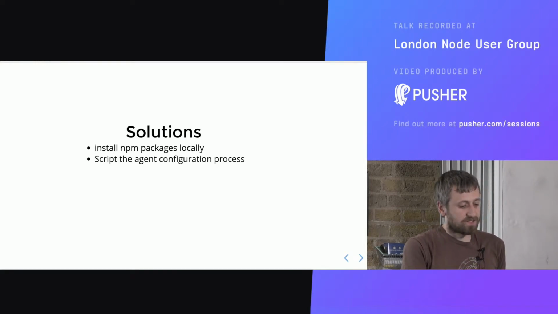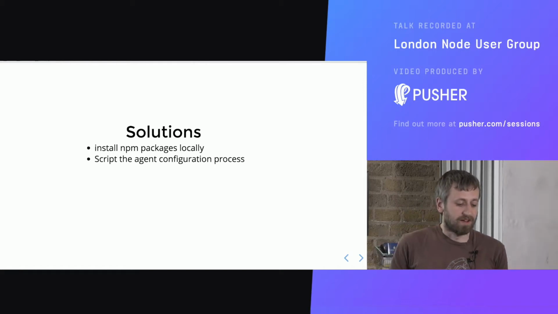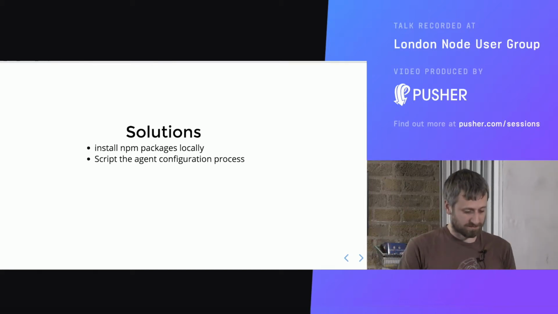Then scripting the agent configuration process is a good minimum sort of thing to do, whether it's just a bash script or using Chef or Puppet or something that can take an empty machine with just the OS installed and install everything you need for your development teams to run their builds. The problem is that they only solve part of the problem.